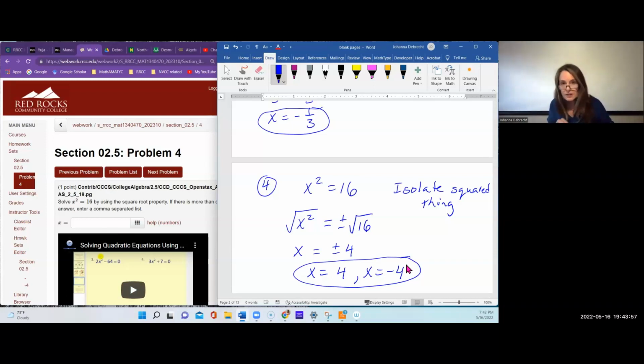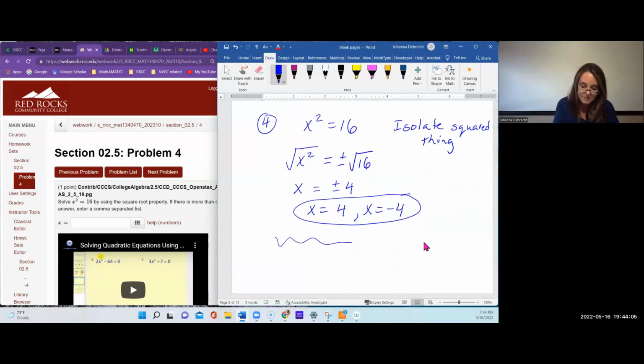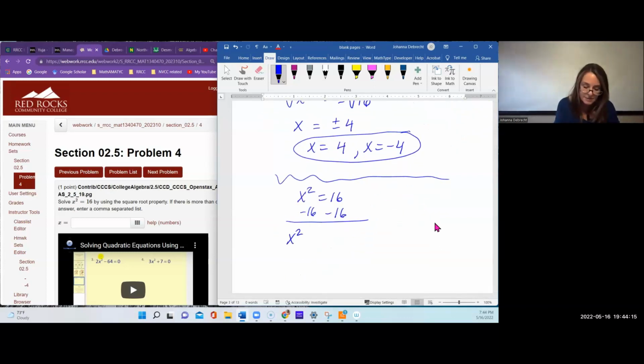Could you use factoring? Yes, you can. But in order to use factoring, it must equal 0. So to solve this by factoring, you would start over again at the beginning and you would subtract the 16 from both sides of the equation so that you can get 0 on the right-hand side.